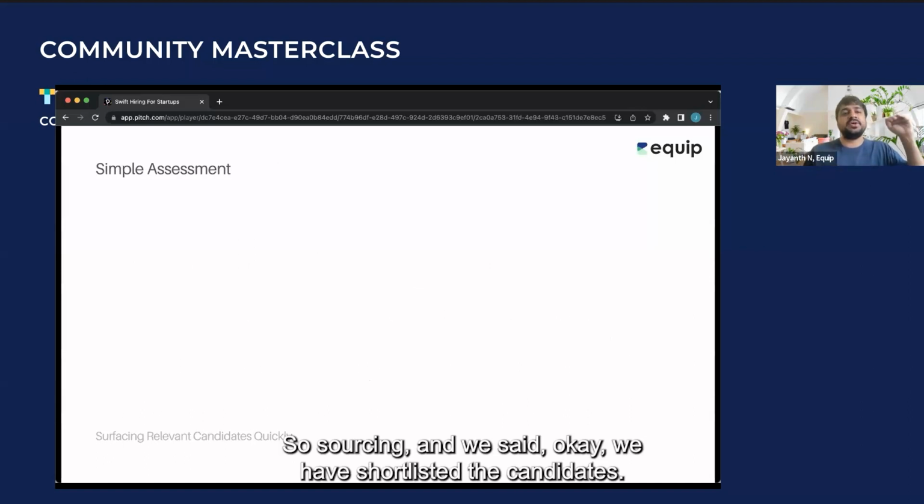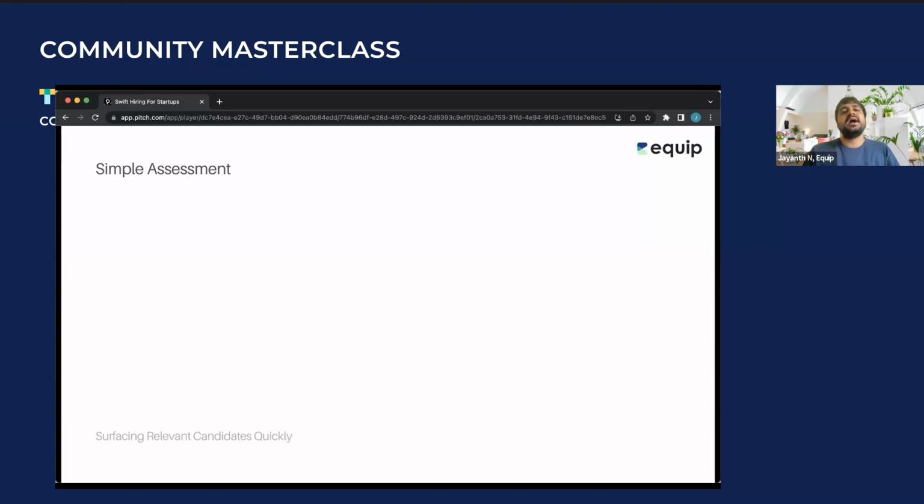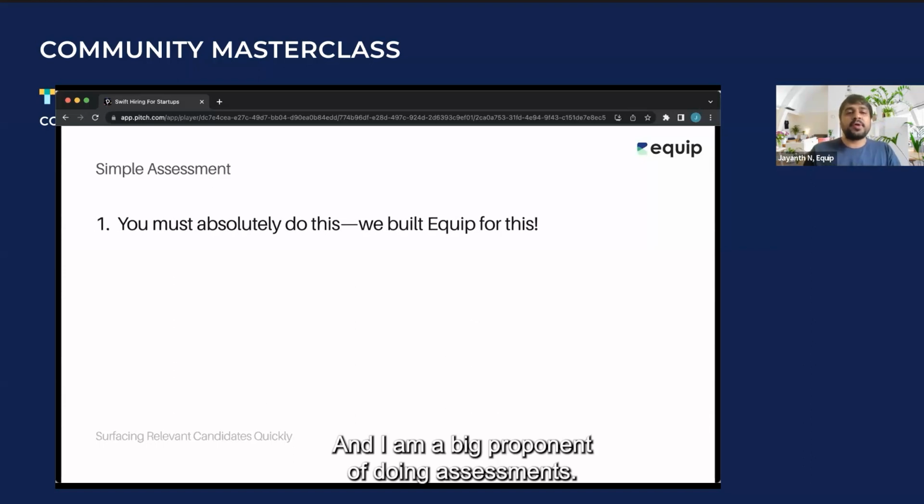So sourcing, and we said, okay, we have shortlisted the candidates. The next stage is the assessment stage, okay? And I am a big proponent of doing assessments. In fact, I'm such a big proponent of doing assessments that I've started a company based on it, right? That's how important I think doing an assessment is. And the whole point of Equip is to help you do this, right?